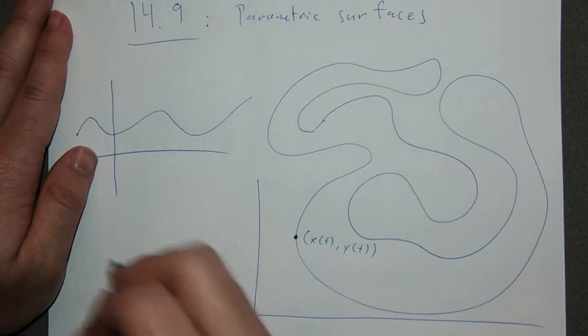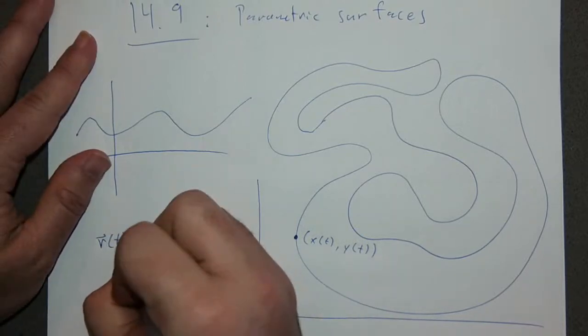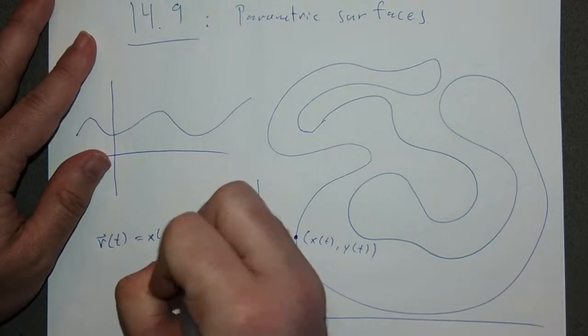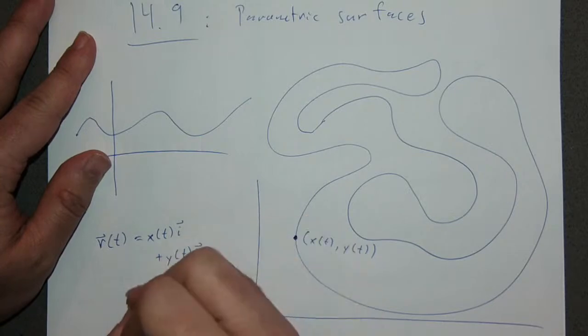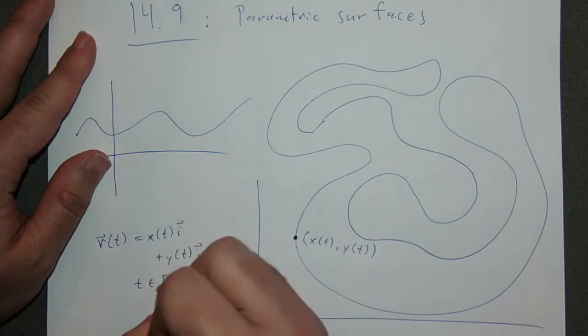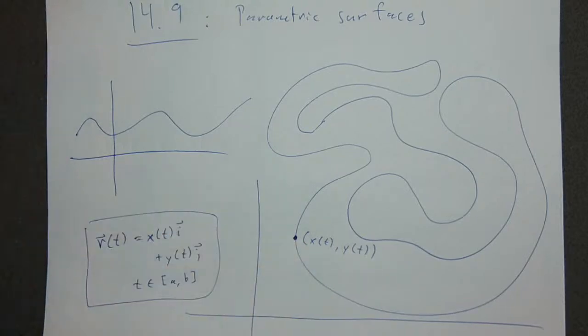Of course, another way of writing that is just like we did in previous chapters. This would be x of t i plus y of t j for t living in some interval, a to b. Okay, this was the idea. And of course we even talked about curves in space like this.